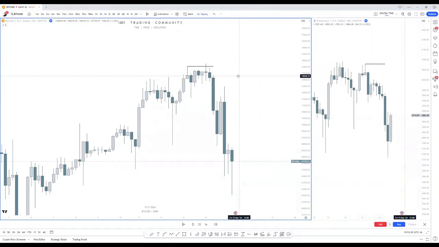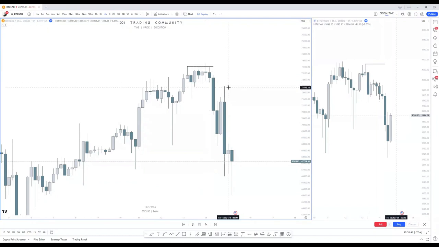Before I go to the anatomy of price, quick question: which one are you going to want to trade? Which one's going to have the more volatile move? Bitcoin, because that's the one that took the high out. This one over here, Ethereum, is weaker. So it's not going to have as great of an entry compared to Bitcoin.